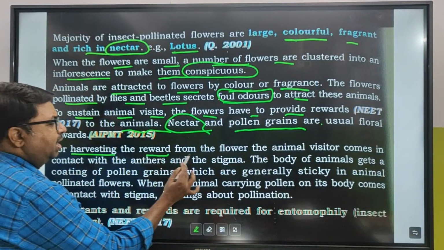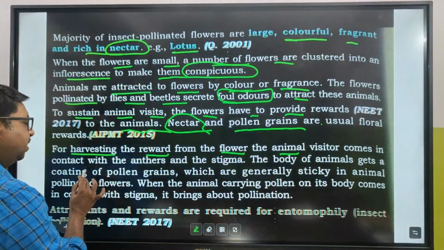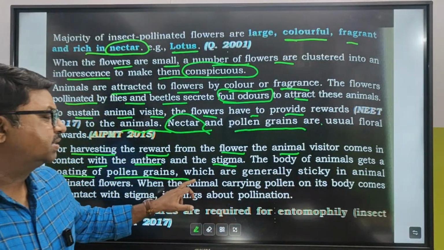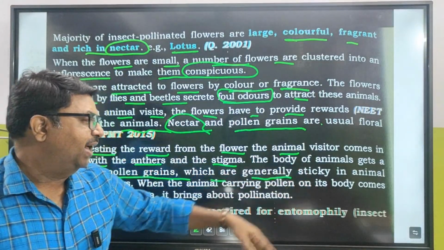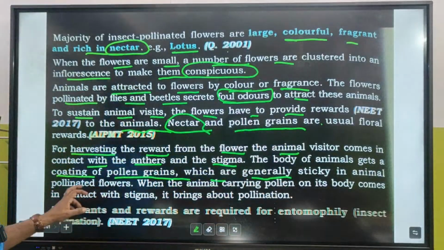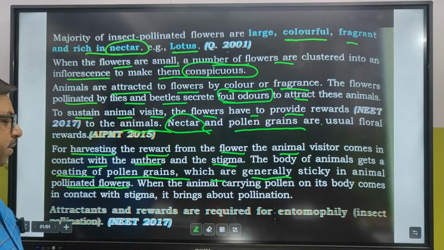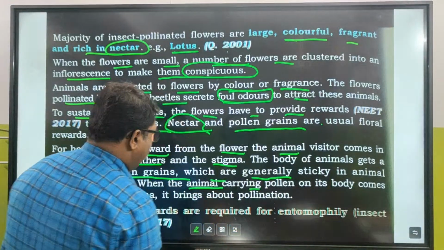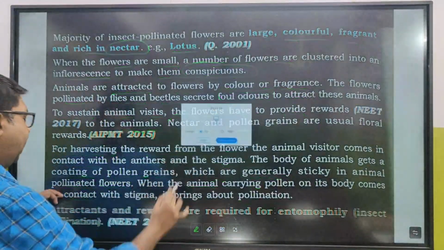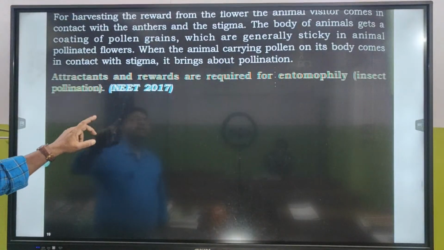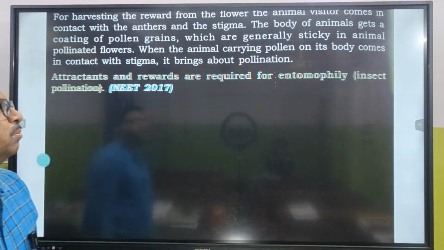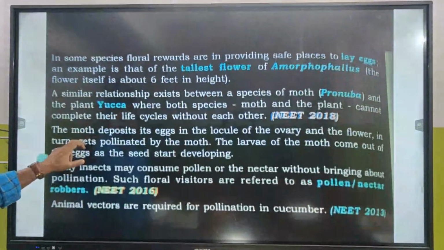For harvesting the reward from the flower, the animal visitor comes in contact with the anthers and stigma. The body of animals gets a coating of pollen grains, which are generally sticky. So they don't know that they have got pollen grains on their body and help in pollination. When the animal carrying pollens on its body comes in contact with the stigma, it brings about pollination. Attractants and rewards are required for entomophily, that is insect pollination.